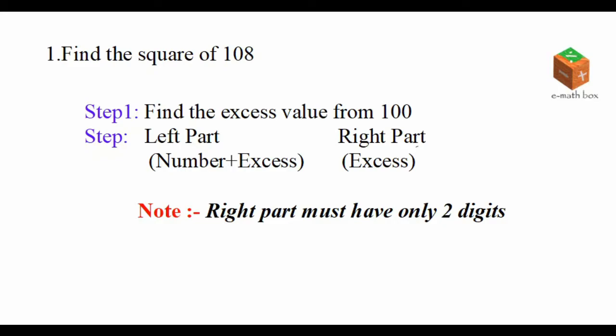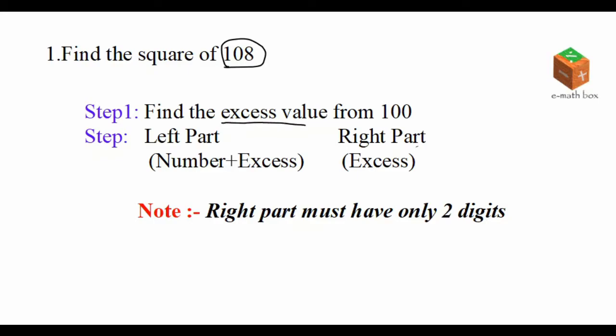This concept we are going to apply only for numbers which are greater than 100. That's why I told you we are going to use a rule which is called the base 100 rule. So first step is, we have to find what is the excess value from 100. From the given question we have to find how much it is in excess of 100. Here the given question is to find the square of 108. So we have to find the excess value from 100, which is very simple.